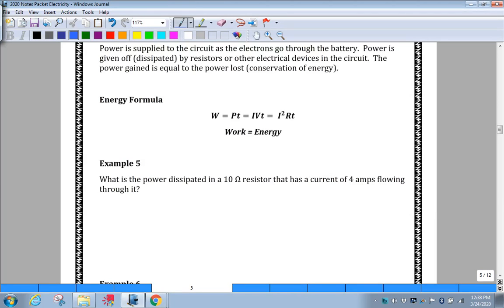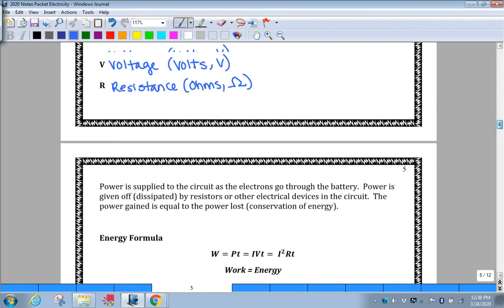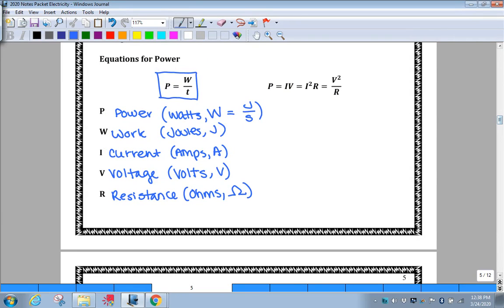Okay. So we also have to go over the additional formulas for power and energy. If you look, yes, we have the power equation, work over time, but then we have this substitution into the formula, and I can kind of show you where this came from.